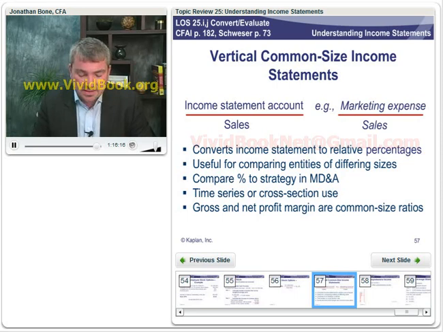Now notice, two of our profit margins will be on the face of a common size statement. That's the gross profit margin and the net profit margin. Gross profit, remember, is sales minus cost of goods sold. And the gross profit margin is gross profit divided by sales. So you will see the gross profit margin on the face of a common size income statement. Likewise with net profit margin, which is net income divided by sales. Again, you'll see that on the face of the common size statement.